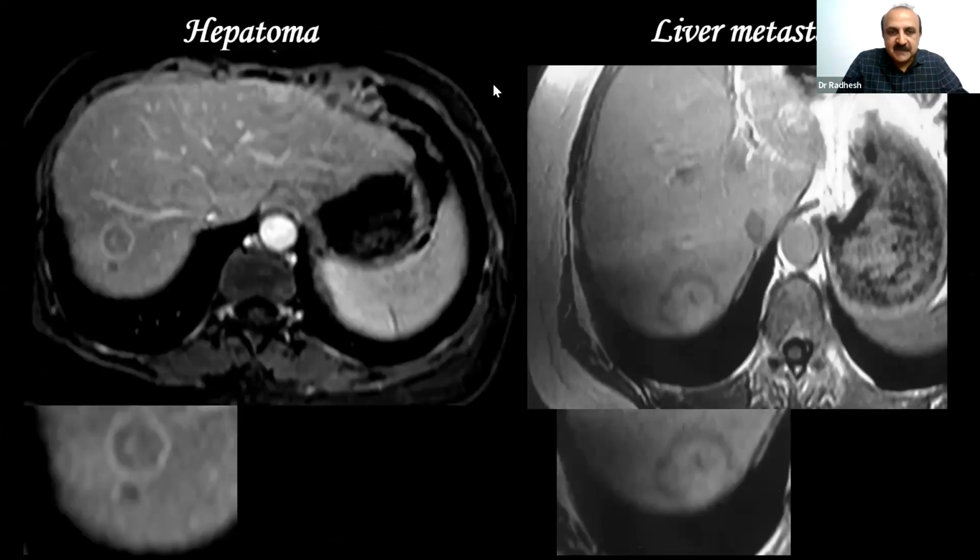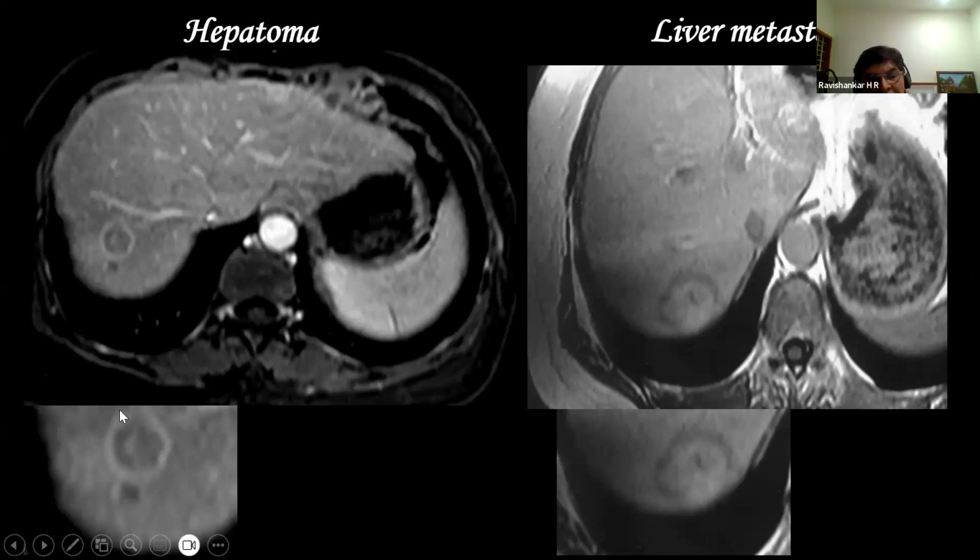Let's take one example. This is hepatoma. You see still the contrast is there in the aorta, and delayed sections show a beautiful capsule surrounding the lesion. You see this? There's also a small satellite. It is not a single lesion. There are two lesions here. And this is classical for hepatoma, where you see a capsular enhancement.